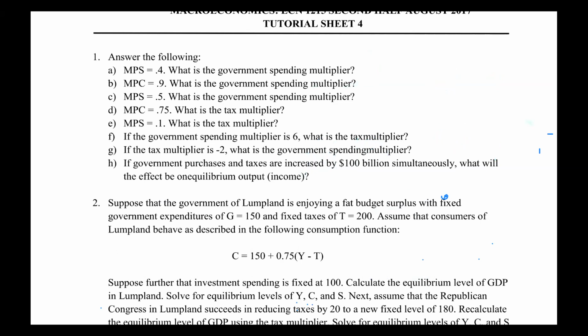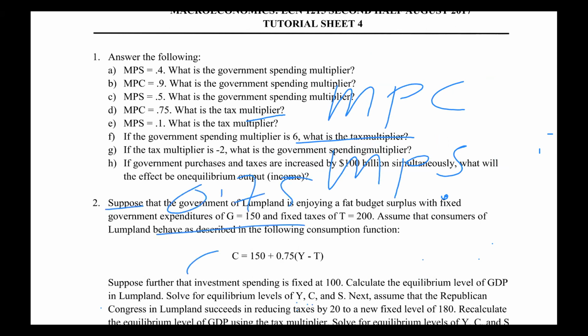Then the third one, they have used 5. Obviously, you can easily do that. What is the tax multiplier? We said the tax multiplier is negative MPC over MPS, right? That is the formula that we gave last time. So we'll have negative 0.75 divided by 0.25. What do you get? -3, right? Yeah, so your multiplier is -3.